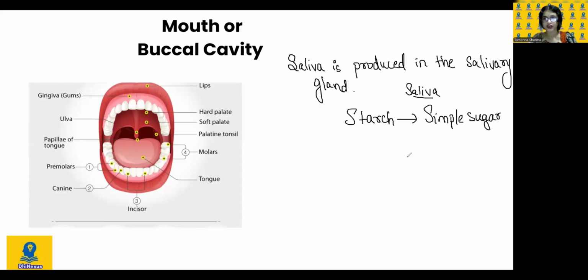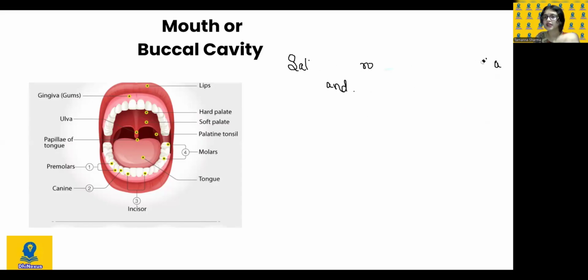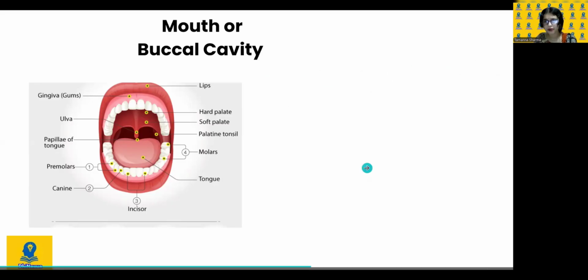You take the food in your mouth, you chew it, right? The saliva gets mixed with the food. The first breakdown is already done. Starch is broken down into simple sugar, right? And after that, you swallow it, and then it goes to the esophagus, that is your food pipe. But one very important thing is what is present in saliva that helps in the breakdown of starch into simple sugar, right?